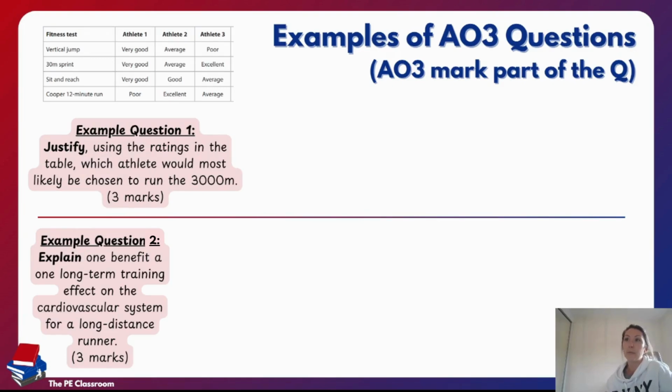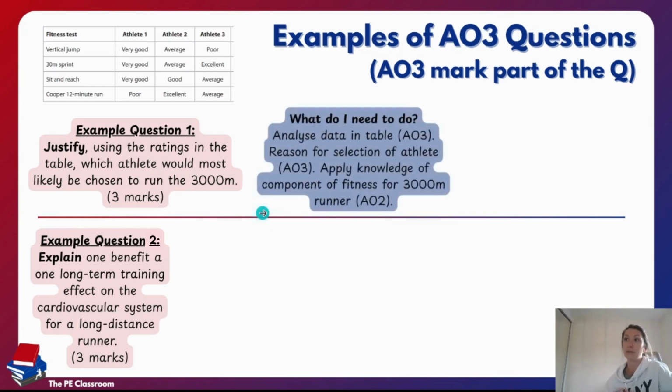The command words within these questions suggest that they require you to do more than just demonstrate your knowledge of something. So this first question here says, justify using the ratings in the table which athlete would most likely be chosen to run the 3,000 metre race. So firstly, it requires you to analyse the data in the table to suggest one of the athletes, so athlete 1, 2 or 3, that would be most suitable to run a 3,000 metre race. So because you're analysing some data, that is your AO3 mark. It is then asking you to justify why you think this.